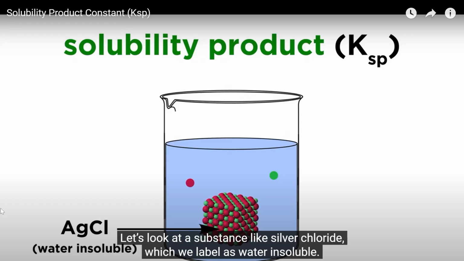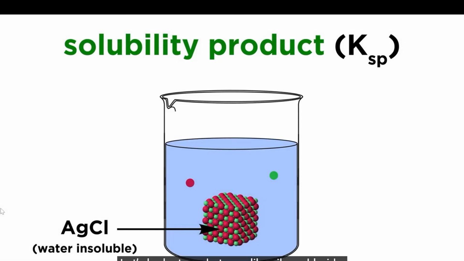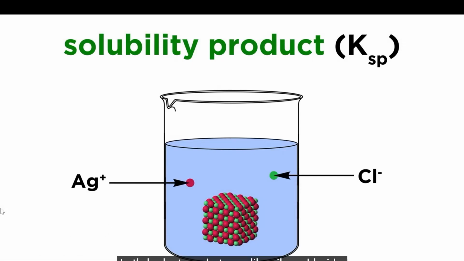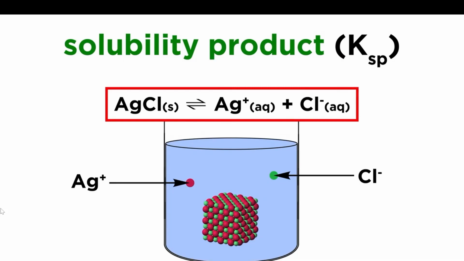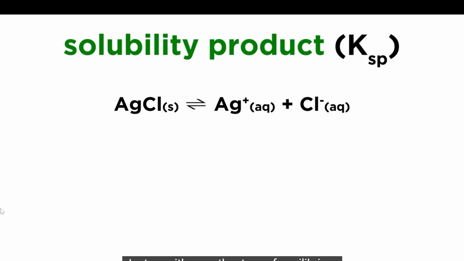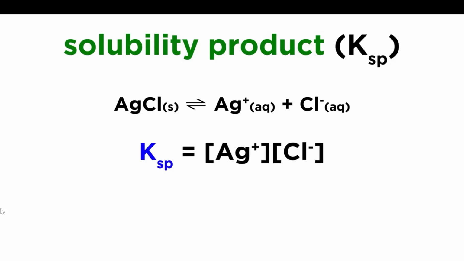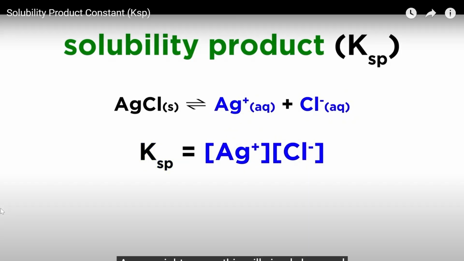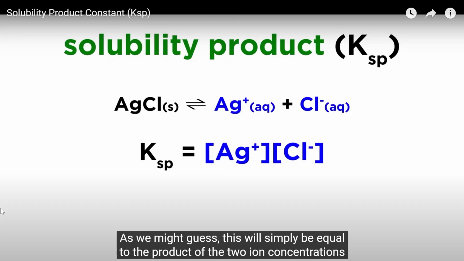Let's look at a substance like silver chloride, which we label as water insoluble. As we said, if there is an excess of it in water, it will dissolve to a tiny extent and cause a dynamic equilibrium. Some ions dissolve as other ions rejoin the lattice. Just as with any other type of equilibrium, there must be an equilibrium constant to describe it, and that's the solubility product. As we might guess, this will simply be equal to the product of the two ion concentrations. Now, why do we not include the solid?